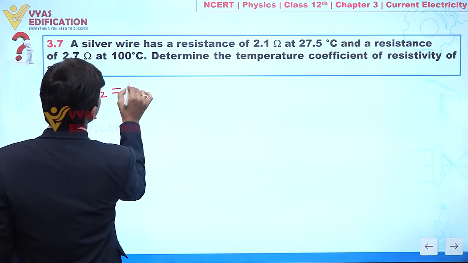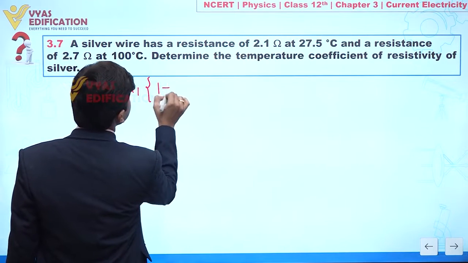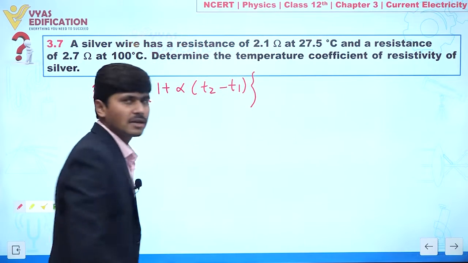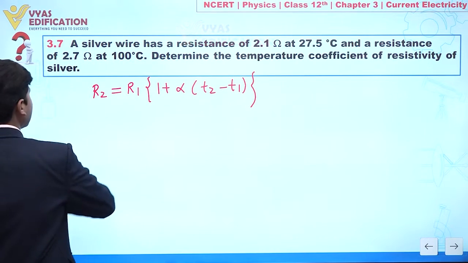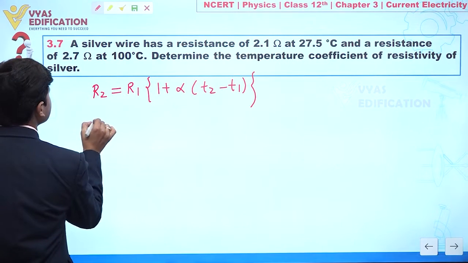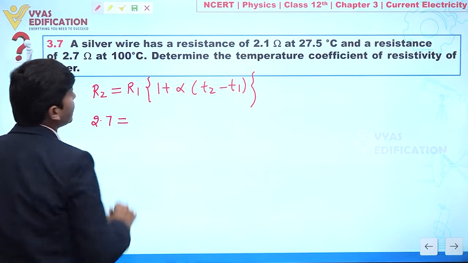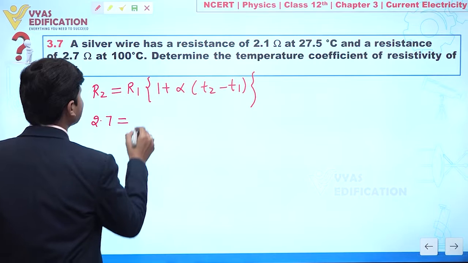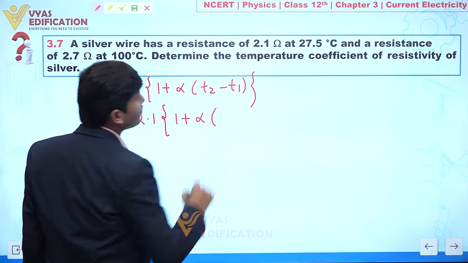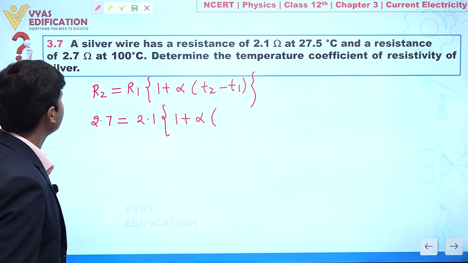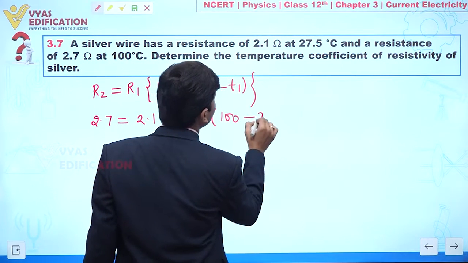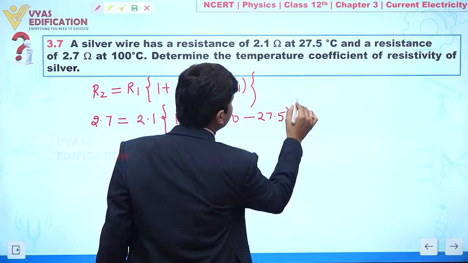So actually we know one relationship: R2 is given by R1 times (1 plus alpha (T2 minus T1)). Clear to you? Now from here we can write: value of R2 we have, this is 2.7, and value of R1, this is 2.1. We can say this is 1 plus alpha (T2 minus T1). Clear? So T2 value is given, 100 degrees Celsius, and T1 value we have 27.5.